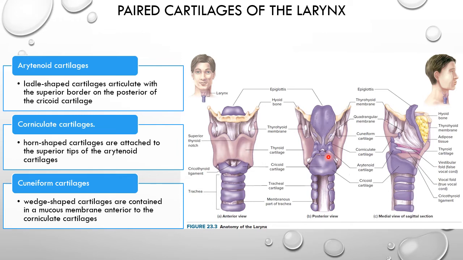And then a corniculate cartilage is a horn-shaped cartilage, and they are attached to the superior tips of the arytenoid. So, sa taas lang ng arytenoid mo, may corniculate cartilages. And then your cuneiform cartilages, these are wedge-shaped cartilages, and they are contained in a mucous membrane that is anterior to your corniculate cartilage. So, ito. Okay, you just remember three-paired, no? Yan sila.